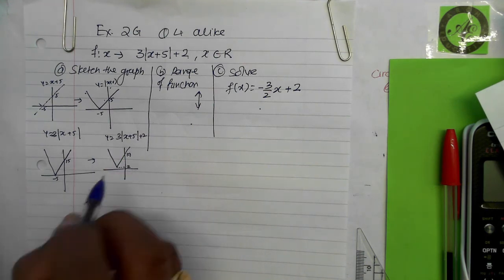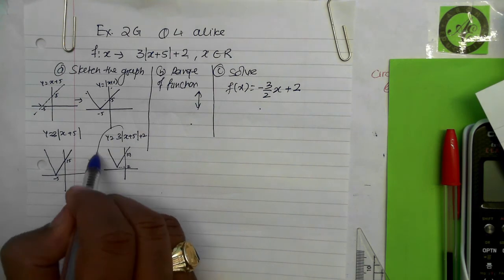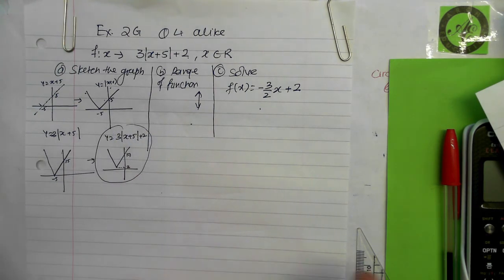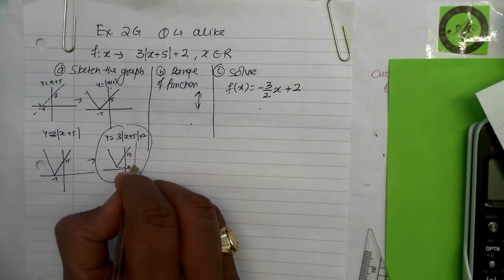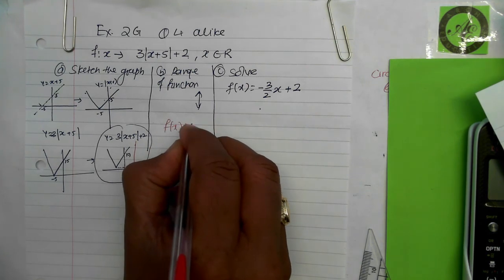What you're going to do now, people, to find the range, and it's fairly straightforward like I said, is see how high or low the graph can go. You can see the graph can go as low as 2. So the range is f(x) is greater than or equal to 2, because it can be 2 as well.